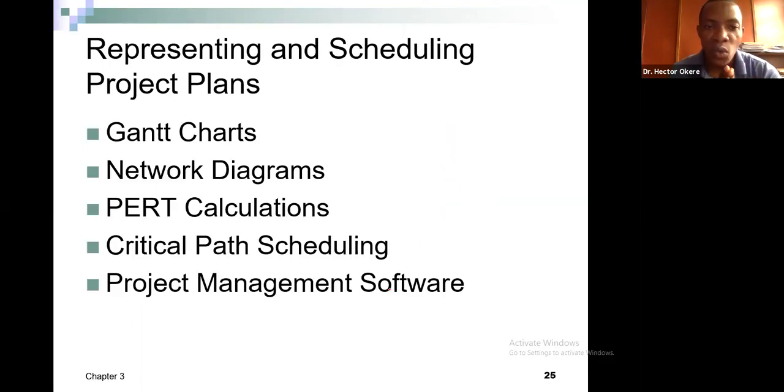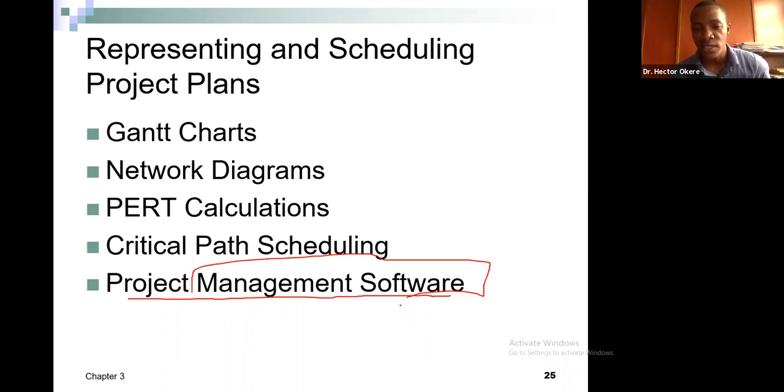So how do you present your scheduling? This is the next part of this class we'll be going into. Gantt chart, we've discussed it. Network diagrams, we've discussed it. PERT chart, critical path scheduling, and project management software. I've already told you, Microsoft Project, the same one I asked all of you to download and install. This is the most famous software for project scheduling. The software is called Microsoft Project.